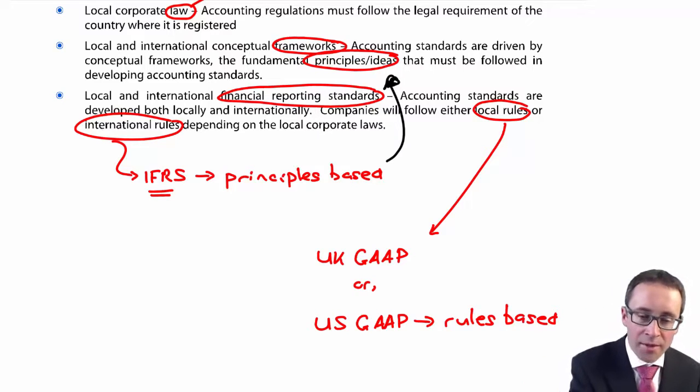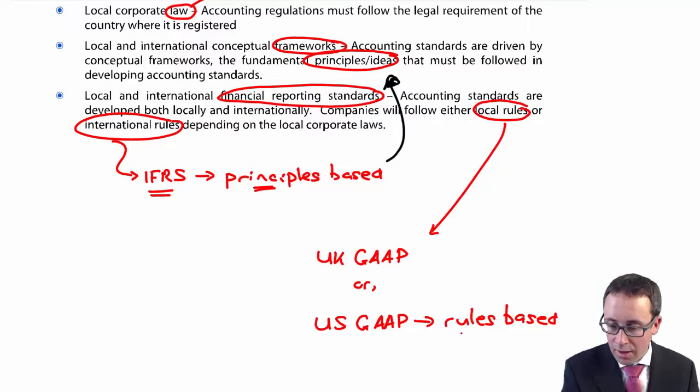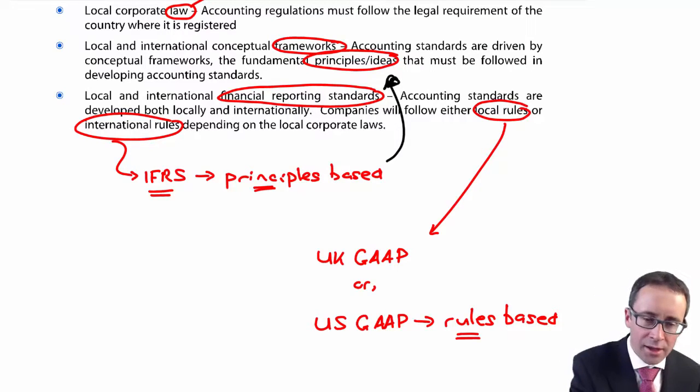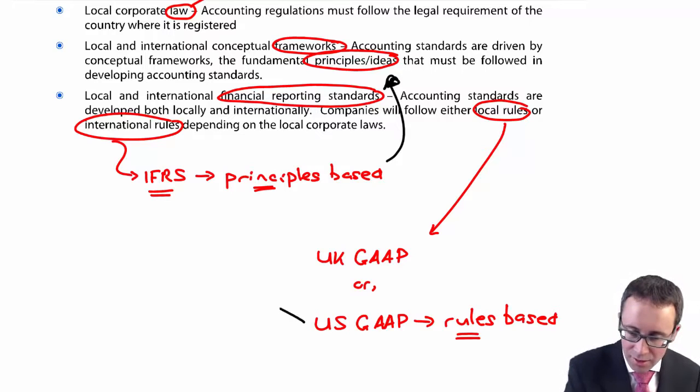So the key bit there is that your IFRSs are based on principle, so they use a framework, and we apply the framework to all the accounting standards, whereas US rules are very rules based, and you just apply the particular rule to a particular standard. There is a process that we have there of convergence.